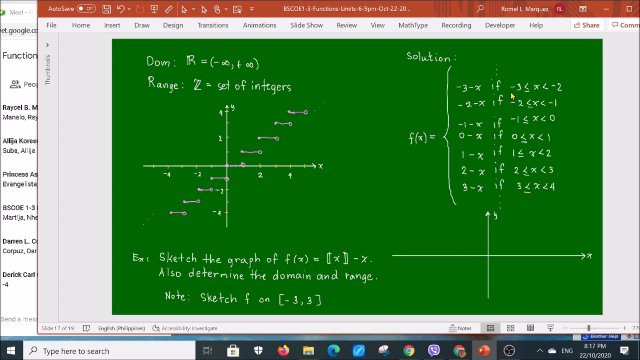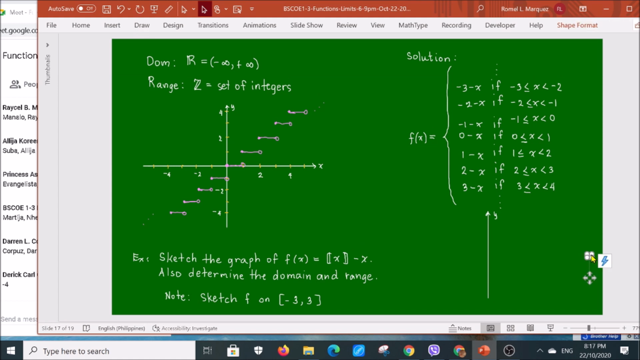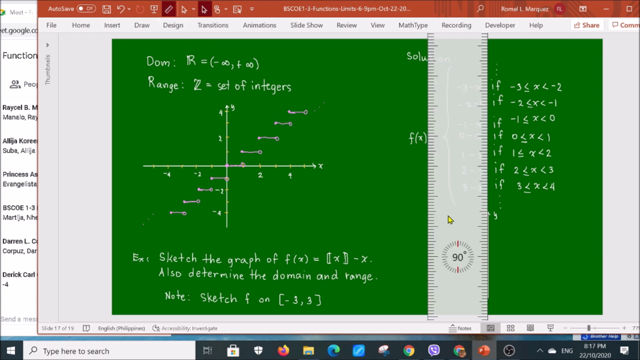Okay. So, when x is negative 3, for instance, negative 3 minus negative 3 is 0. When x is negative 2, negative 3 plus 2 is negative 1. So, ibig sabihin, 0 here, then negative 1. I want to delete this. Because it is in the negative. Again, let me have the ruler.